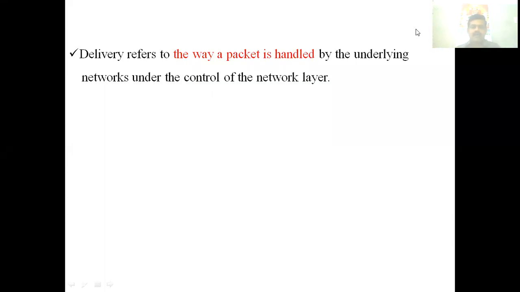Next, we are going to see delivery, forwarding, and routing. First, what is delivery? Delivery refers to the way a packet is handled by the underlying networks under the control of the network layer.